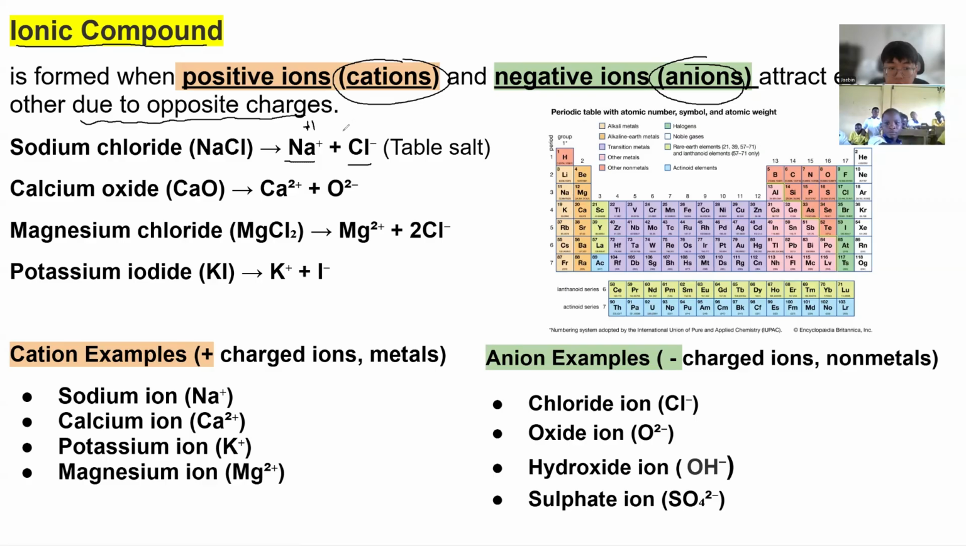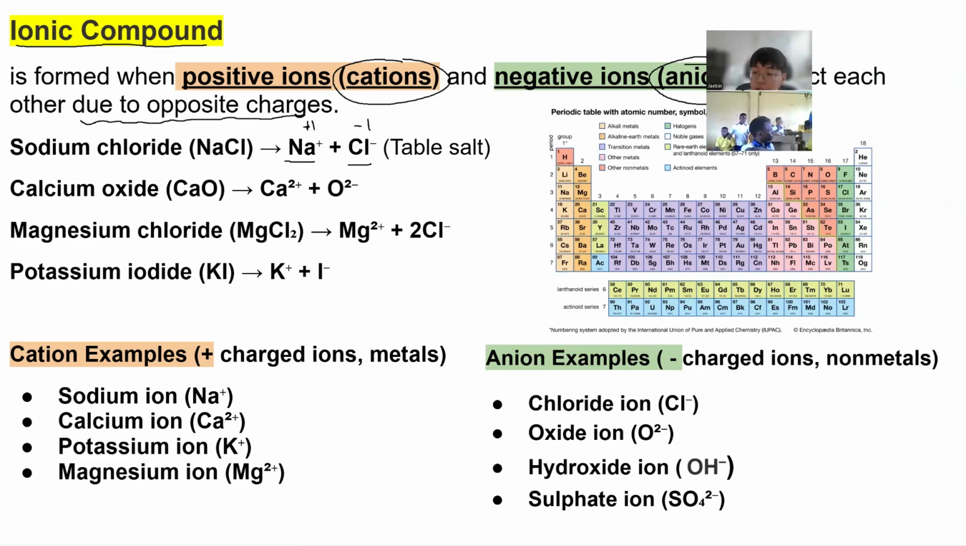Negative charge. It's negative one. Yeah, chloride ion has negative one because you can see chloride in this column. Always remember that the columns represent the number of valence electrons. Right? So it needs one more electron to become stable.